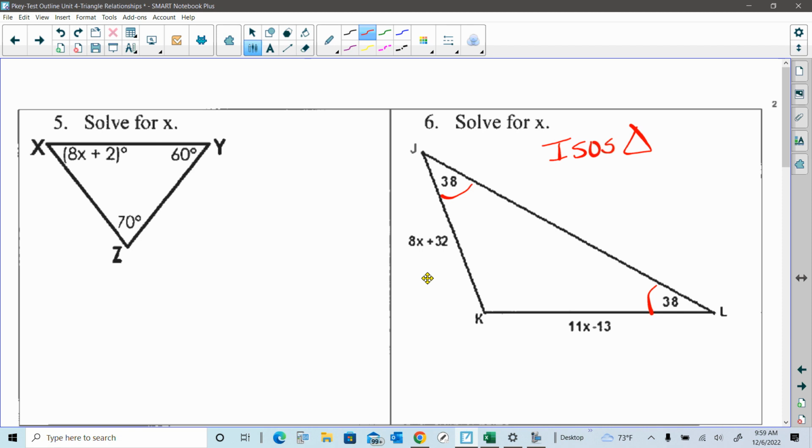So what equation could I write here? Because this one is like number 4. Yeah, add them up. Sorry, let's make them equal to 180.